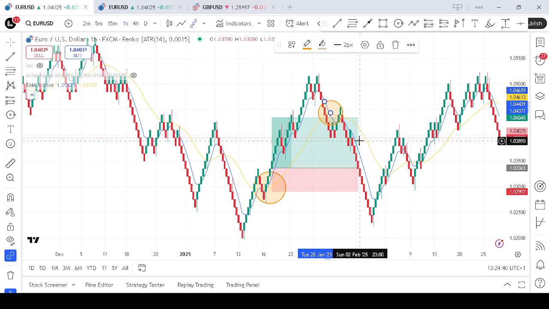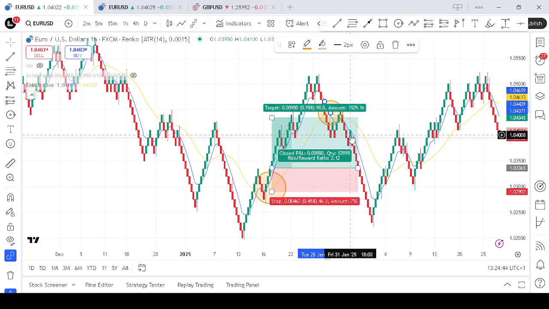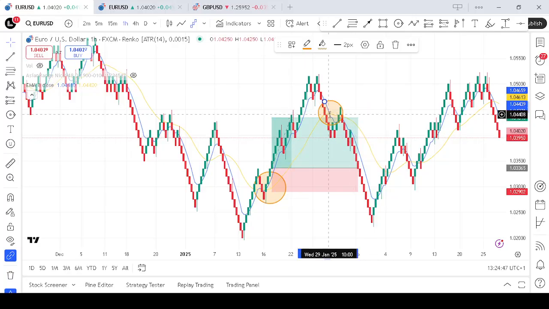To enhance your success rate, only take trades in the direction of the higher time frame trend. You can monitor the 4-hour traditional charts to confirm the overall market direction before executing your trade.